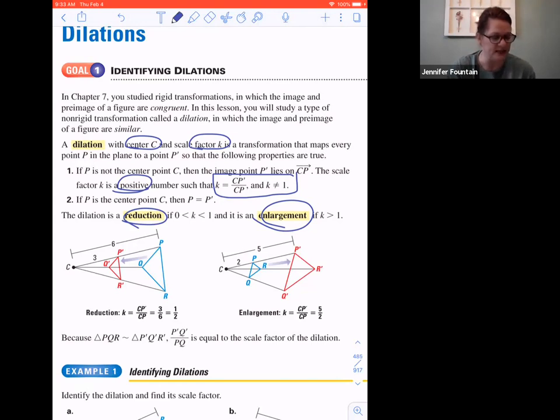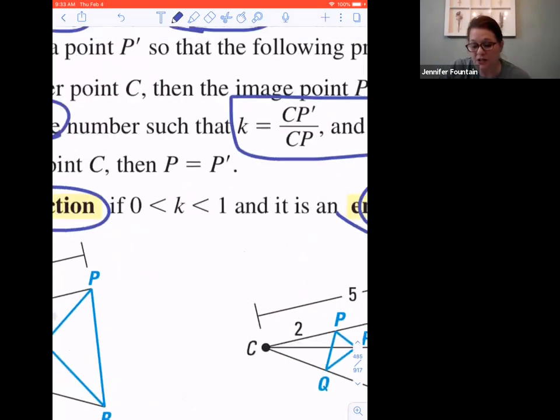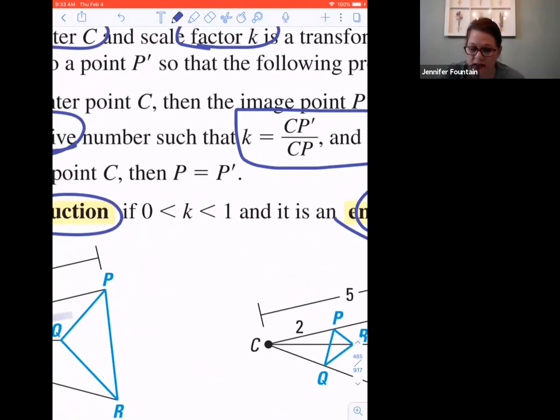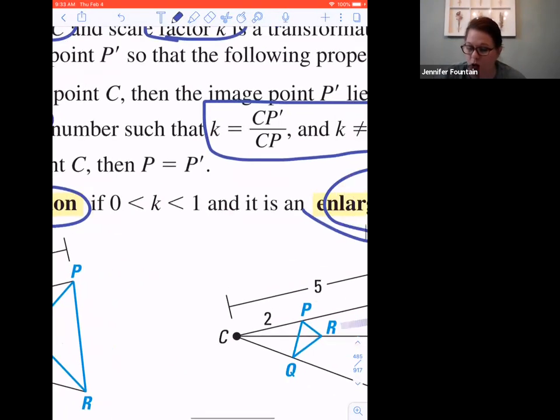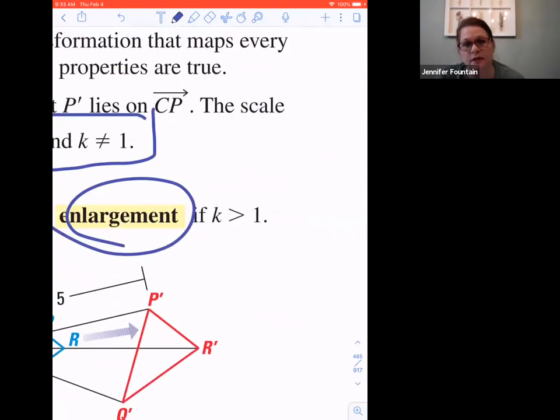Number 2, if P is the center point C, then P equals P prime. There's nothing to fill in there. I already had that one. So if P is the center, then I know P equals P prime. Now, if we look at our picture, we've already said that we have a reduction or an enlargement. Notice that with a reduction, K is going to be between 0 and 1. If it's an enlargement, then it's going to be greater than 1.